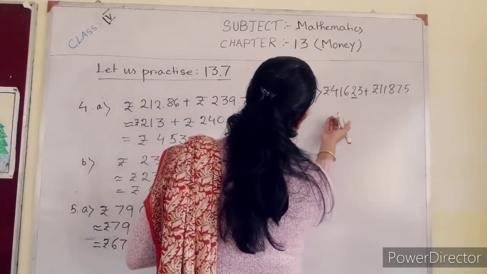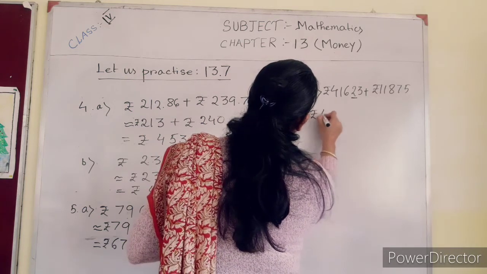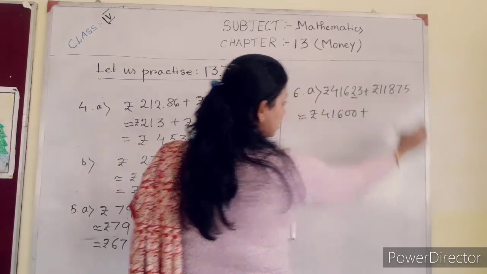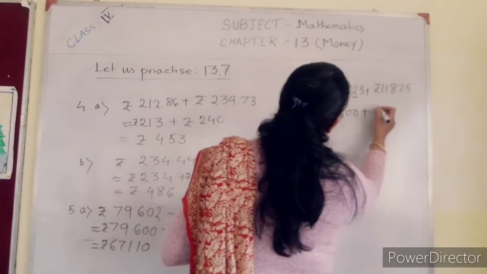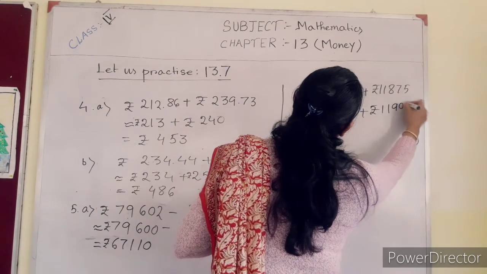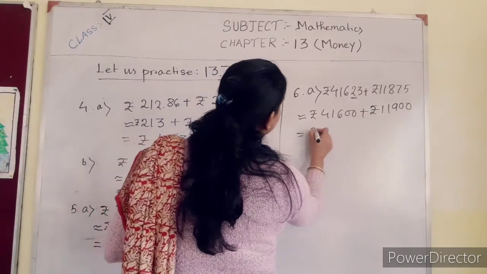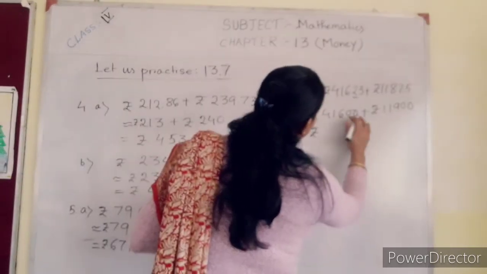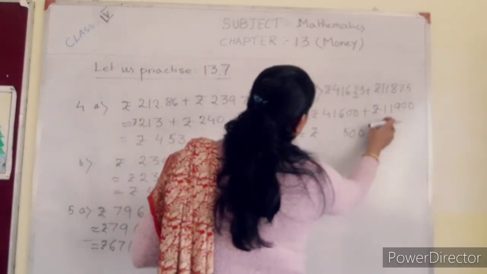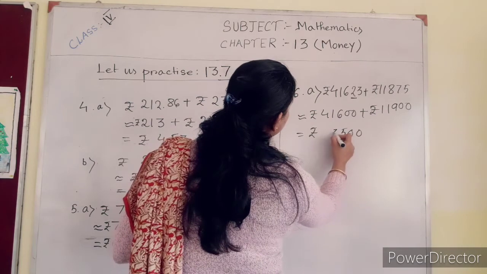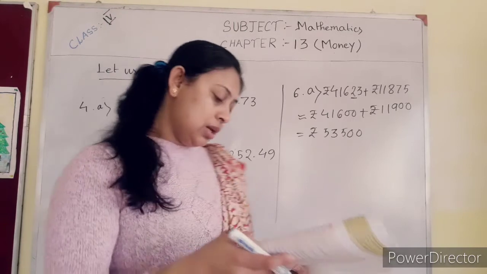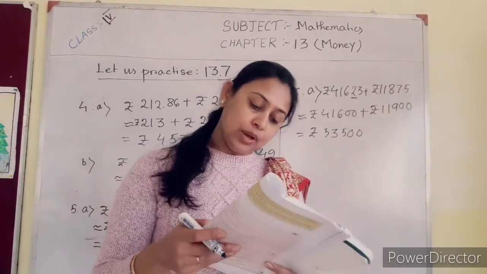2 is smaller than 5. So rupees 41,600 plus, here 7 is present in 10 place. 7 is greater than 5. So your answer is rupees 11,900. Equal rupees: 0 plus 0, 0. 0 plus 0, 0. 6 plus 9, 15, 1 is carried. 1 plus 1, 2. 2 plus 1, 3. 4 plus 1, 5. 53,500. Okay, and number B you will solve by yourself.